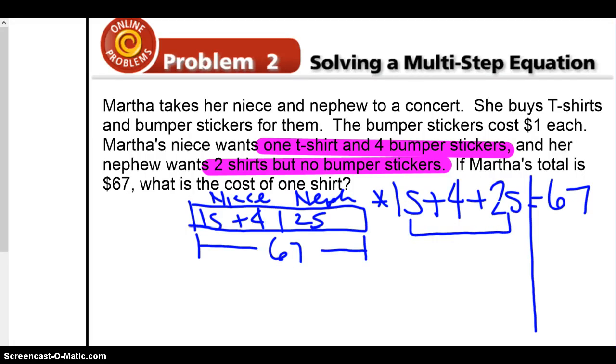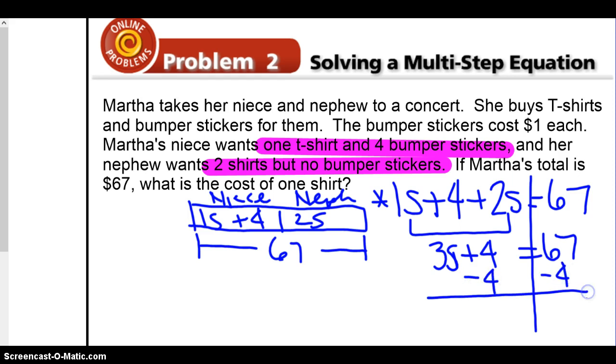The 1s and the 2s, I can put them together so I get 3s plus 4 equals 67. If you say to yourself, I don't like the letter S, well, all right, use a T or an X, it doesn't really matter. Then what do I undo first? Minus 4, minus 4, so I get 63. Drop down my 3s equals 63, divided by 3, and each t-shirt is $21, which actually is pretty reasonable.